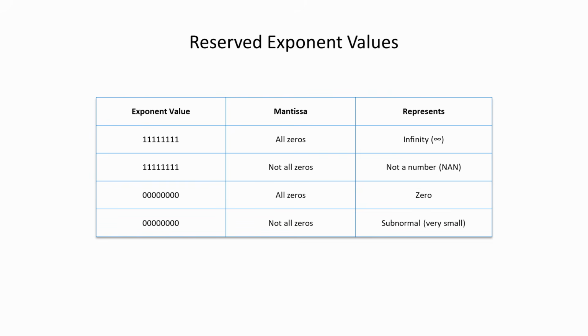If the exponent bits are all 0s and the mantissa is not all 0s, the value being represented is very, very small. This is known as a subnormal or denormalized number. These are the topic of another video.